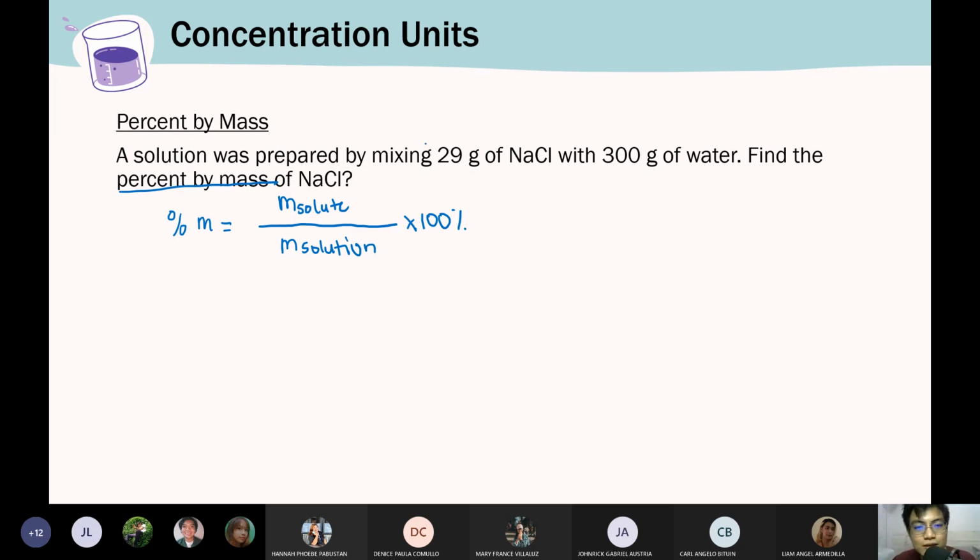Okay, so our solute is NaCl and the solvent is water. So that's right. This is solute, solvent. Now, what's the answer? Okay, it's like this. Percent by mass equals mass of solute, obviously that's 29 grams, over mass of solution. What number do I put for the mass of the solution? What do you think?